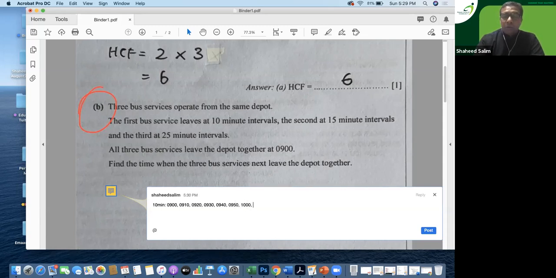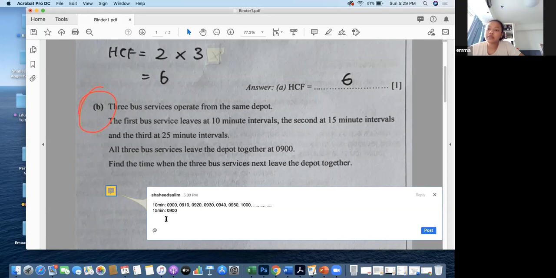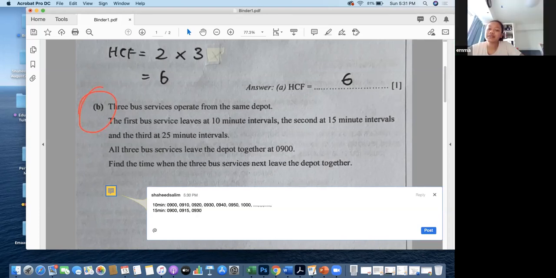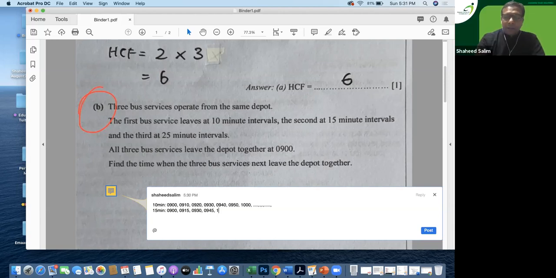So you can continue. Next one, 15-minute interval. So the first one is at what time? 9 o'clock first, then 9:15. Yes, well done. And then after that, 9:30, then 9:45, and then 10 o'clock, and you continue.